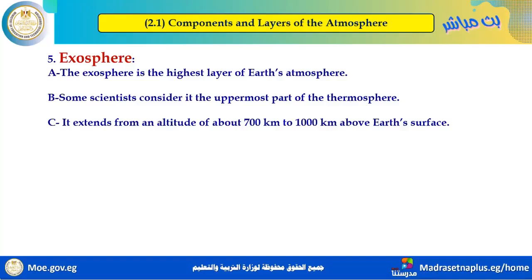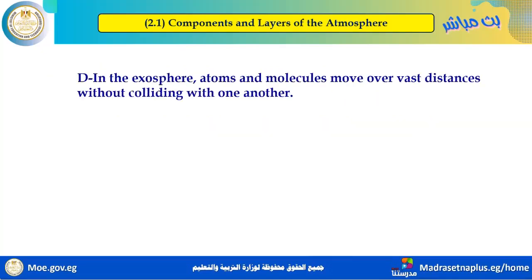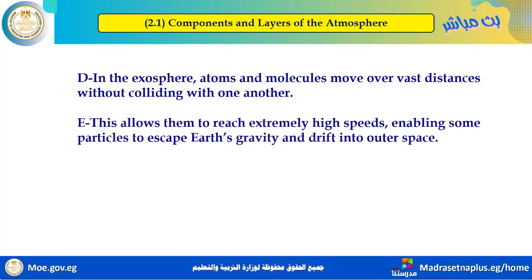It extends from the altitude where we stopped in the thermosphere at 700 kilometers. So it extends from 700 to 1000 kilometers above Earth's surface. In the exosphere, atoms and molecules move over vast distances without colliding with one another. This allows them to reach extremely high speed because there is no colliding, no friction between the particles and molecules, enabling them to escape from the Earth's gravity and drift into outer space.